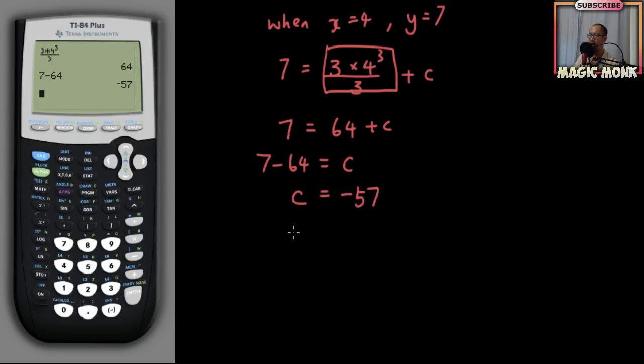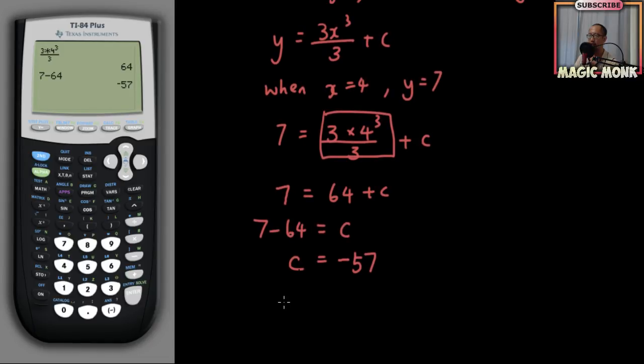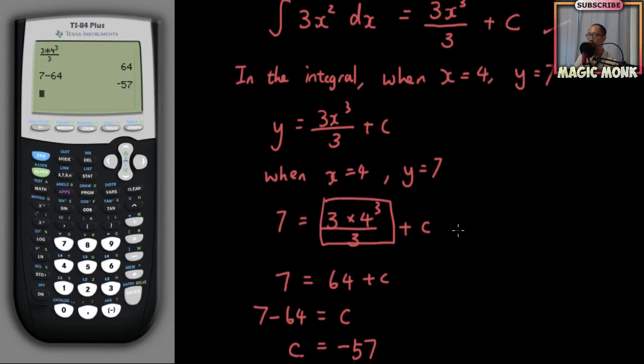Okay, so let's write out the full equation. y equals 3x cubed over 3 minus 57. So is this really the integral? Well, let's try it out.